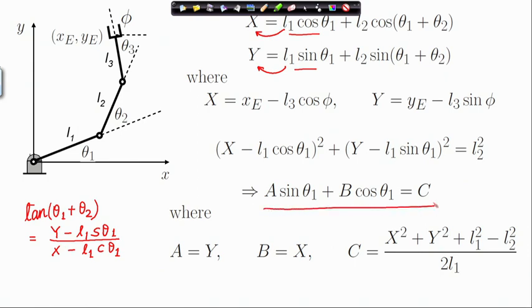Now, from here I will first solve for theta 1, then substitute this solution of theta 1 into this and solve for theta 2. So, we are going to look at this step by step. So, first we are going to look at this equation.